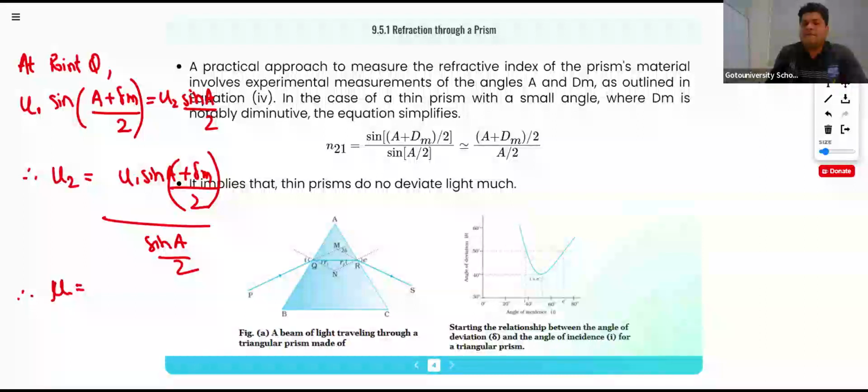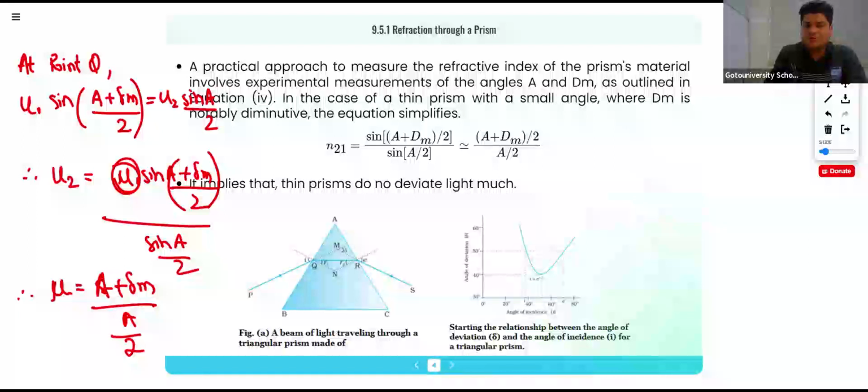What is mu1? Reflectivity, sorry, refractive index. Let us consider this is air. In the first medium there is air. For air your mu will be 1. And sin theta is approximately equal to theta, so you can write here (A plus delta M) upon A upon 2. So therefore your mu will be equal to (A plus delta M) upon A.